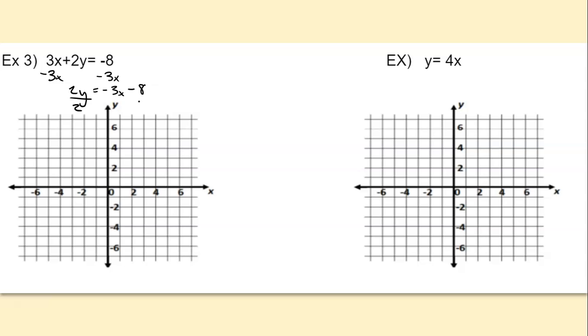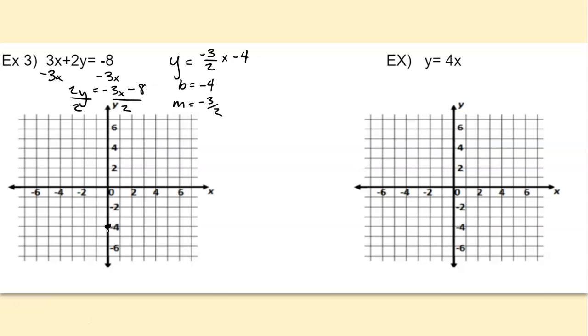And then divide by 2. So we get y equals, and then this -3x over 2 is -3/2 x, and then -8 over 2 is -4. So our y-intercept is -4 and our slope is -3/2. So we start at -4 and then we use our slope to plot our remaining points.